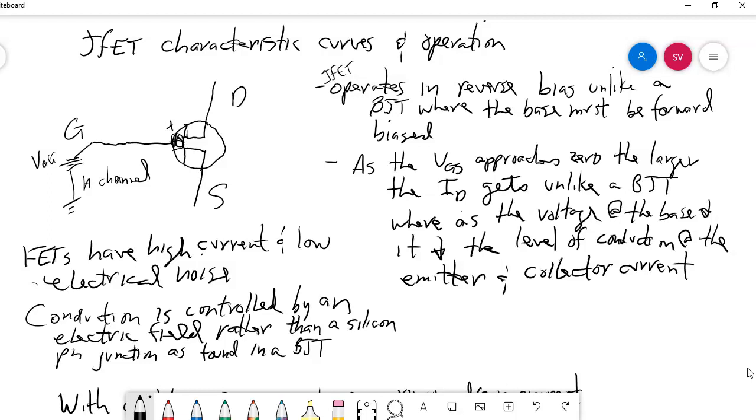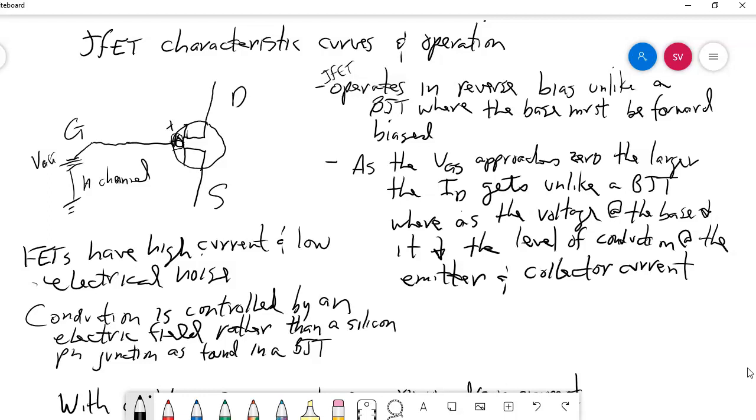Here's another big difference. As the gate to source voltage approaches zero, you'll get a larger drain current. If we have a gate to source voltage equal to zero, so if we put grounds on the gate and the source, we would achieve maximum drain current, and we're going to see that in charts in the upcoming minutes. The drain current is the highest when our gate to source voltage is zero.